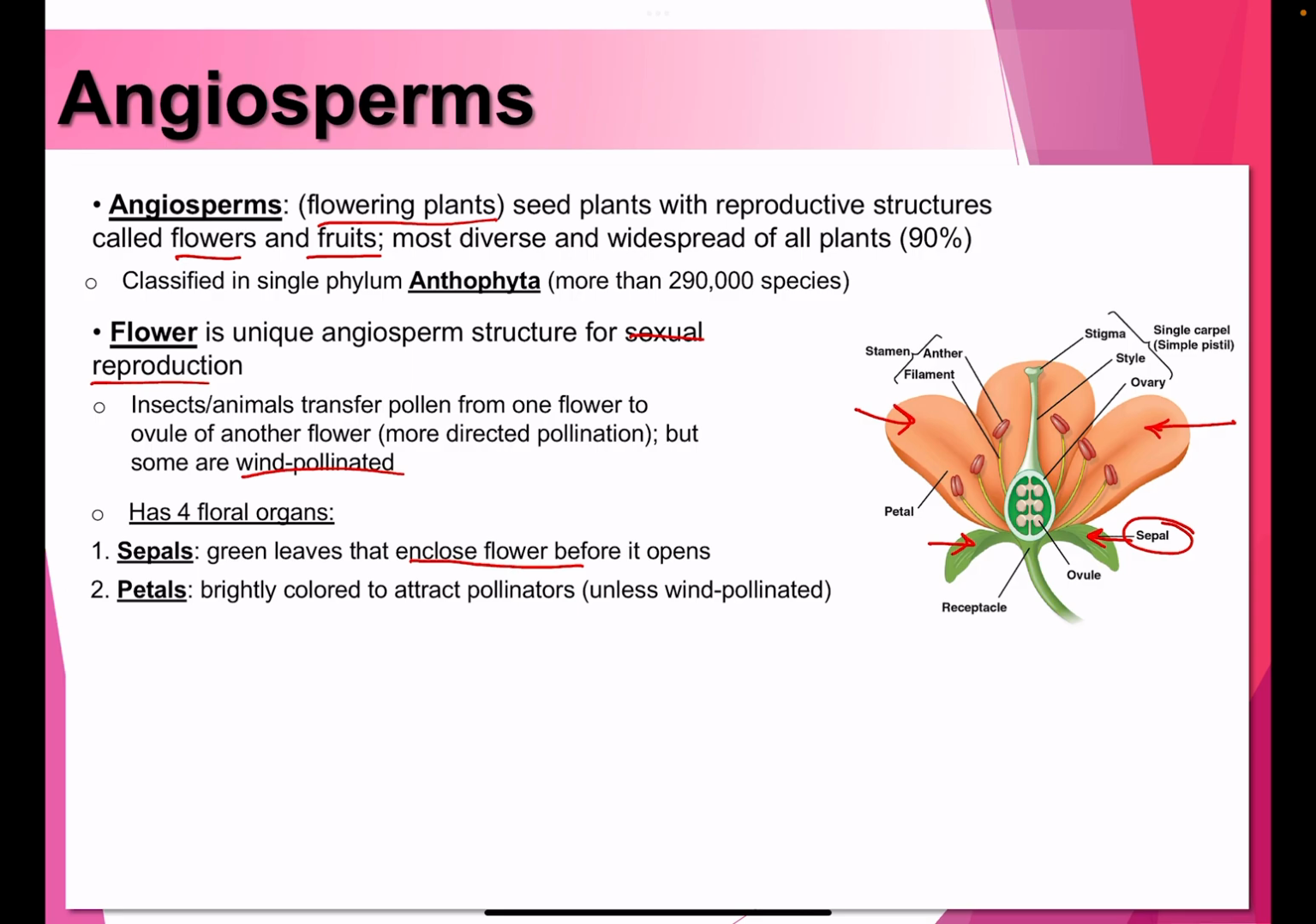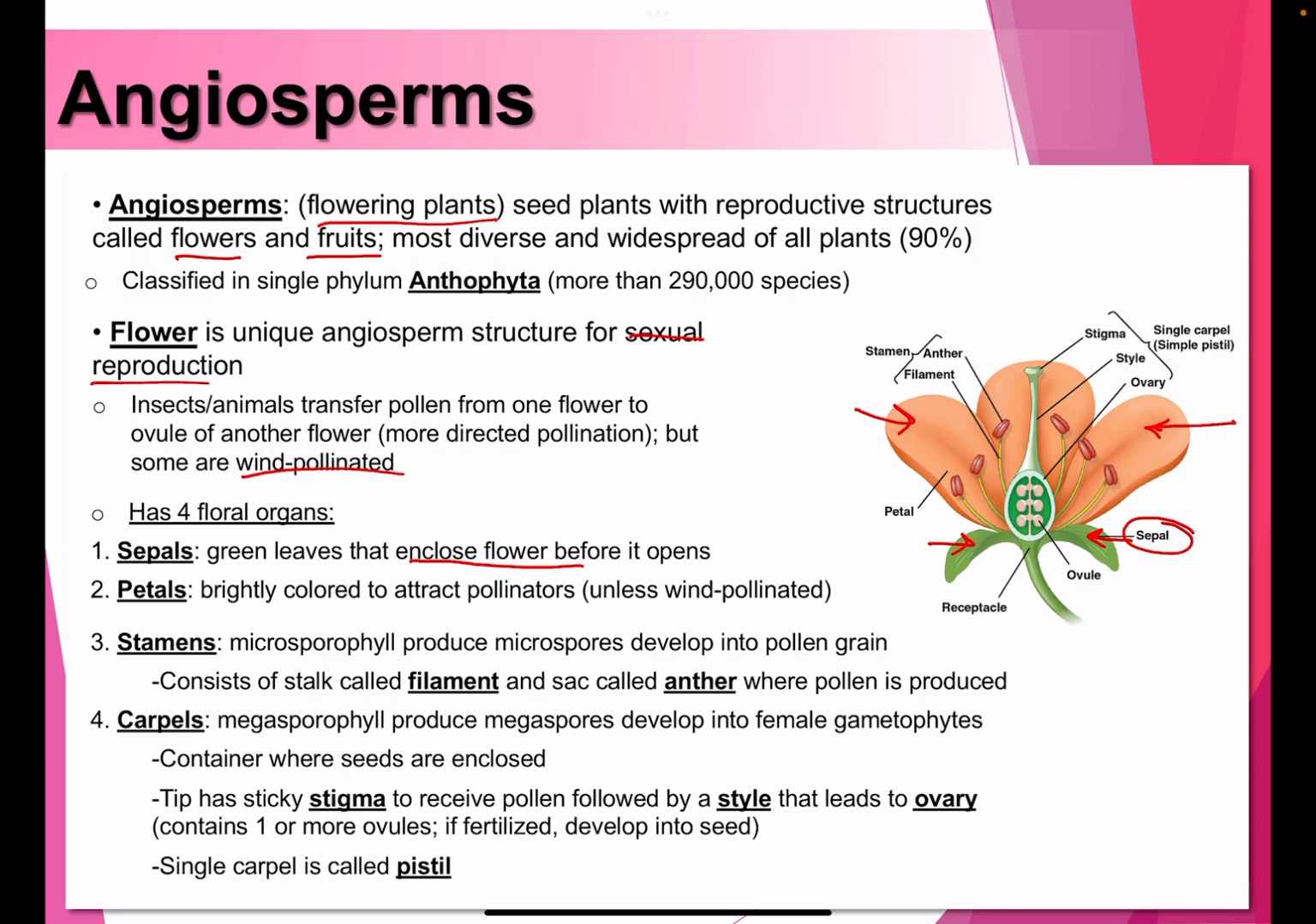Unless it is wind pollinated. Wind pollinated angiosperms actually don't have very brightly colored flowers. Usually they're kind of dull, or even small, because they don't need to rely on insects to help them pollinate. They don't need to attract any pollinators. The third organ is the stamen. The stamen is right here, which are microsporophylls.